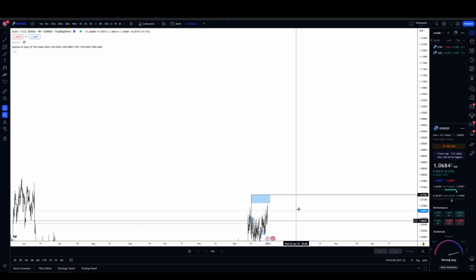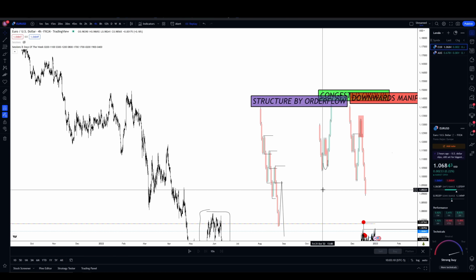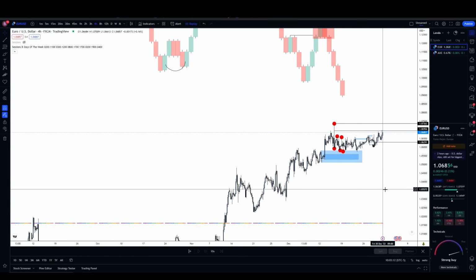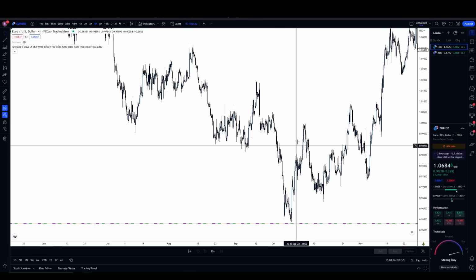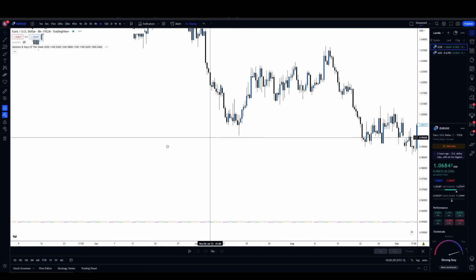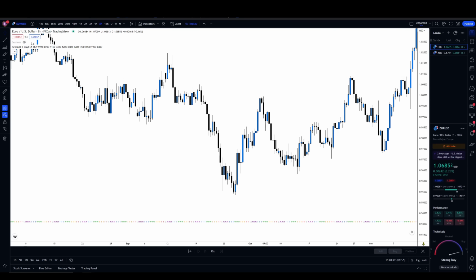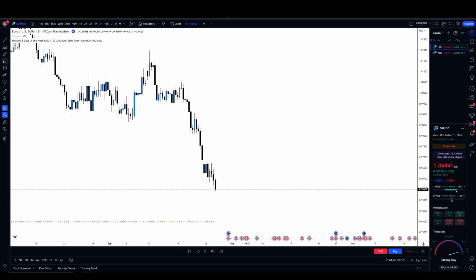Now we're going to move on to the second one. The second, my apologies. The second one was the downwards manipulation, and I found a couple of examples just over here, I believe. Yep, it was right over here. So this is called the downwards manipulation. If we go to the 8 hour time frame, what do we see? Just here. Okay, cool. We can see that the market has made a huge impulsive move downwards. There's a huge impulsive move downwards.